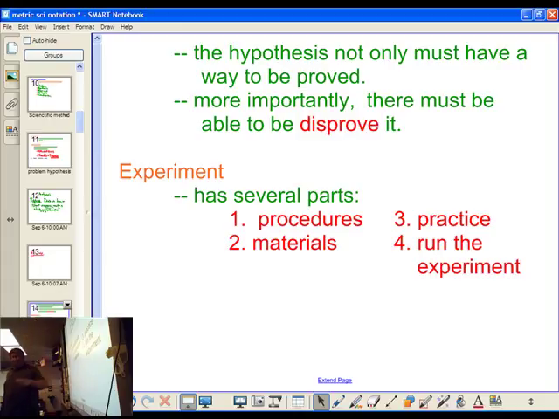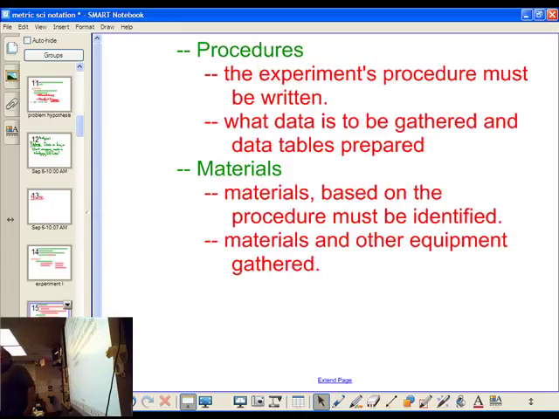Anyone need more time on this particular slide? Raise your hand. More time? Okay. So, we're going to expand on those procedures.